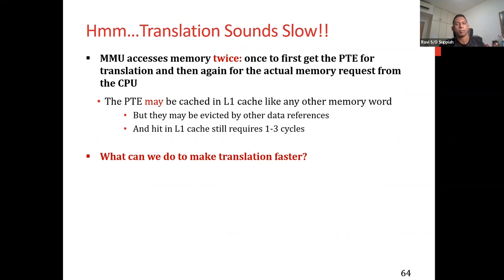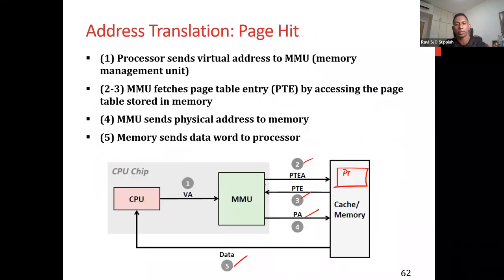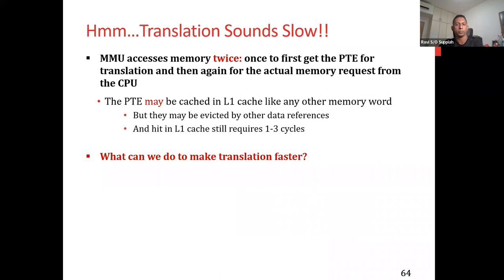access the memory twice. Okay, so you can see that I always need to access the memory twice. This is the first time, and this is the second time. Okay, why? The first time I need to access because the page table is also in the memory. So first I need to access the page table. Once I get back the address, then I need to go back to the memory to get the actual data. Okay, so there are always two accesses that I need to do.